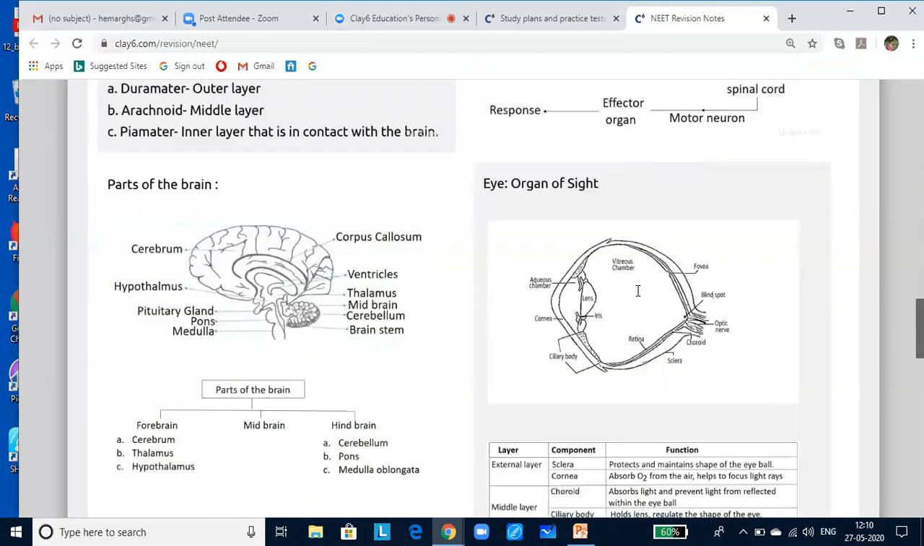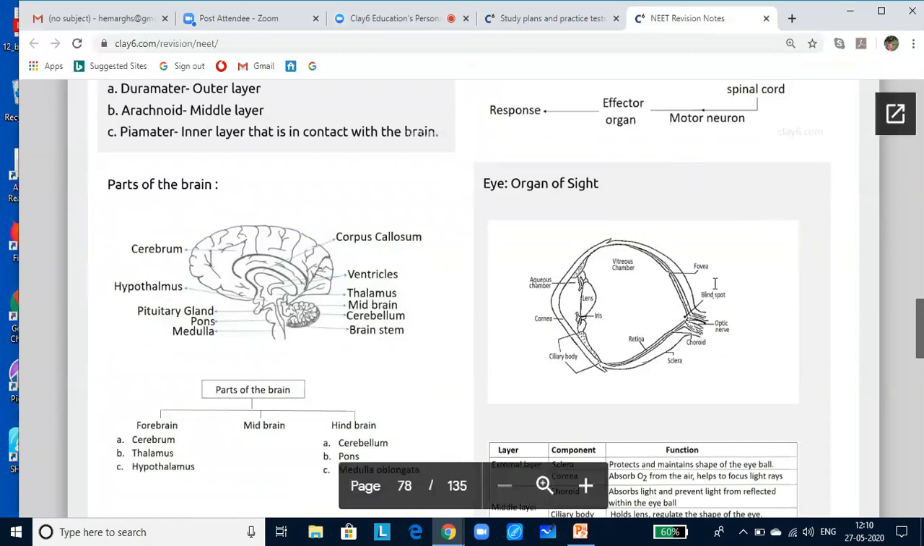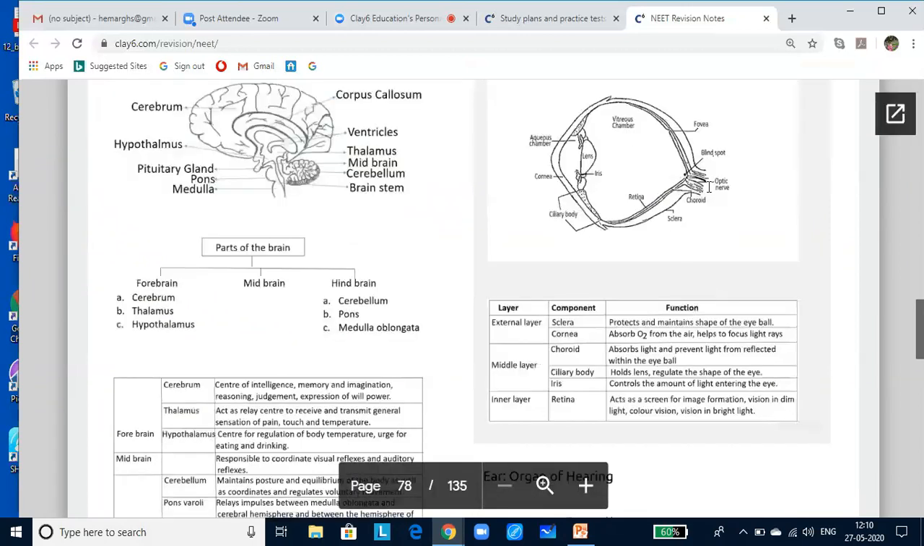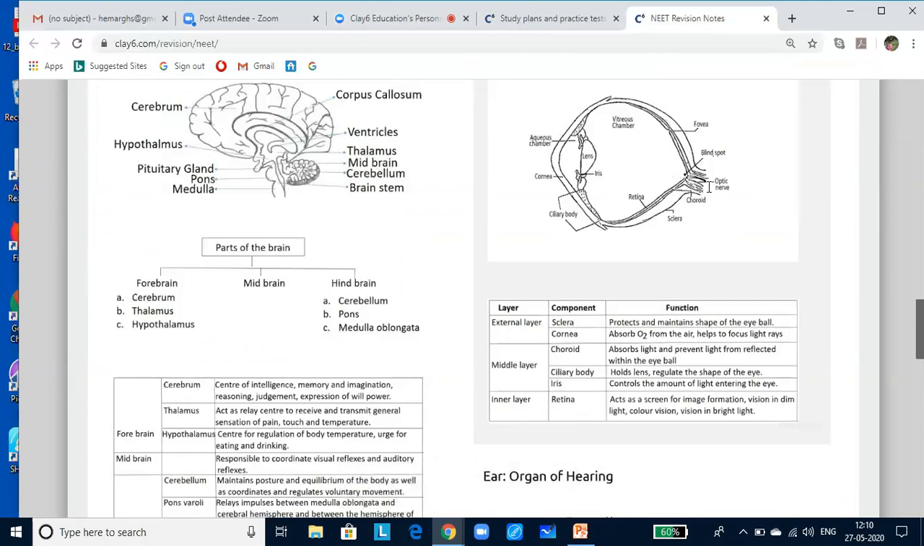Now let us look at the sense organs. You have two sense organs. One is the eye and the other is the ear. So the diagram is also very important. You should learn to identify the parts and their functions too.